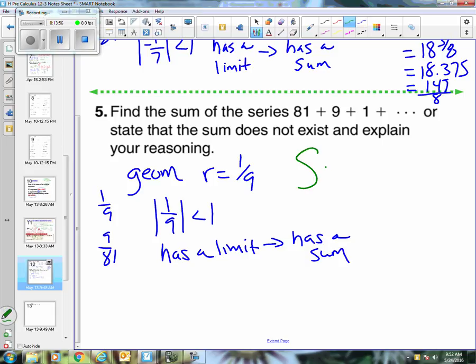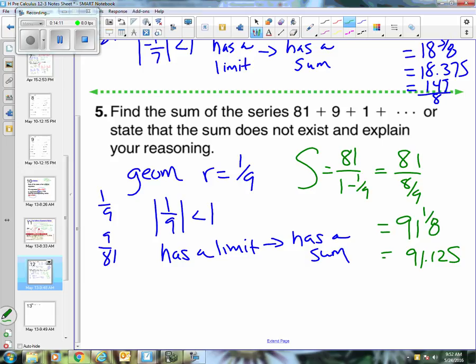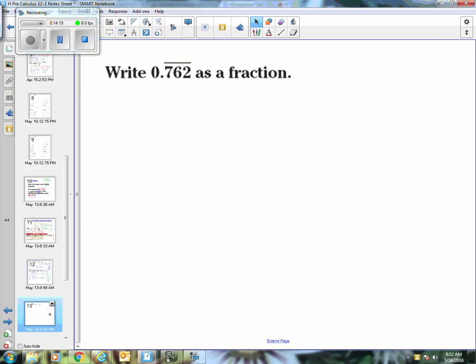So I can use my a1, 81, over 1 minus my ratio, so 81 over 8/9. And when I simplify that, that would be 91 1/8. Or 91.125. Make sure you type it on your calculator and check. If you prefer, you could even leave it as the improper fraction version. All of those are fine. Now, a really cool application of this is repeating decimals.